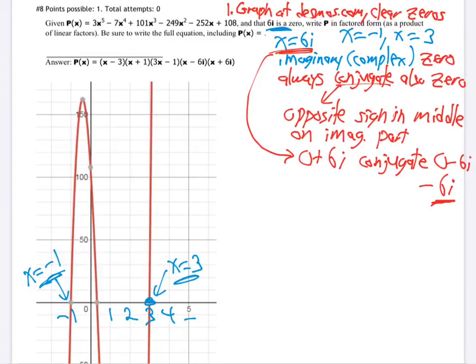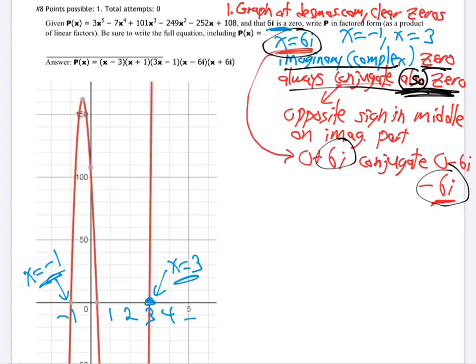That's what we're saying. Whenever you have an imaginary 0, its conjugate will also be a 0. So if 6i is one of our zeros, which they told us it is, then minus 6i, the conjugate, the opposite sign in the middle on the imaginary part, is also a 0. So we really know that x equals minus 6i is a 0, as well as x equals regular 6i, and x equals -1 and +3. We can see those from the graph. So we already have 4 of the zeros.